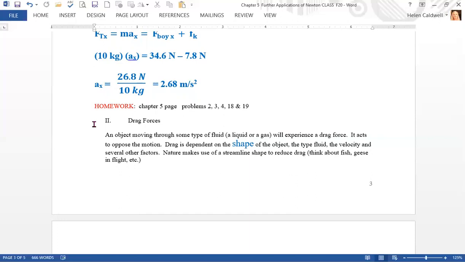Drag is dependent on the shape of the object and the kind of fluid you're in, how fast you want to go, and other factors. So if you can reduce the friction that the fluid experiences as it moves over a surface, you can reduce drag. There are a lot of things in nature that have streamlined shapes to reduce drag. Fish and geese in flight and all kinds of things like that. So it's really a very interesting topic. I just wish we had more time to spend on it.